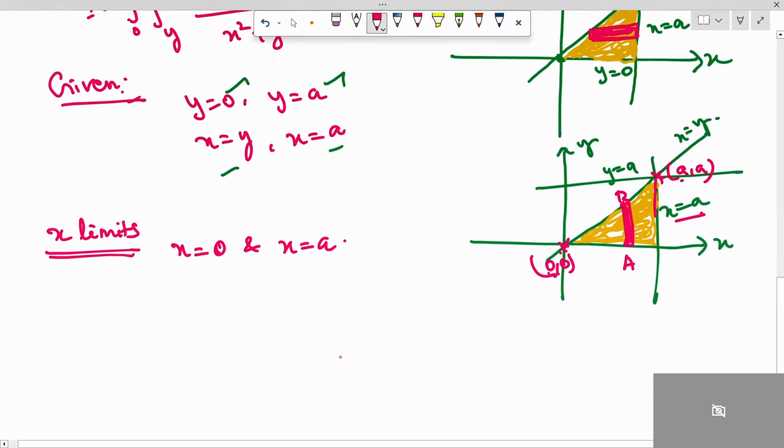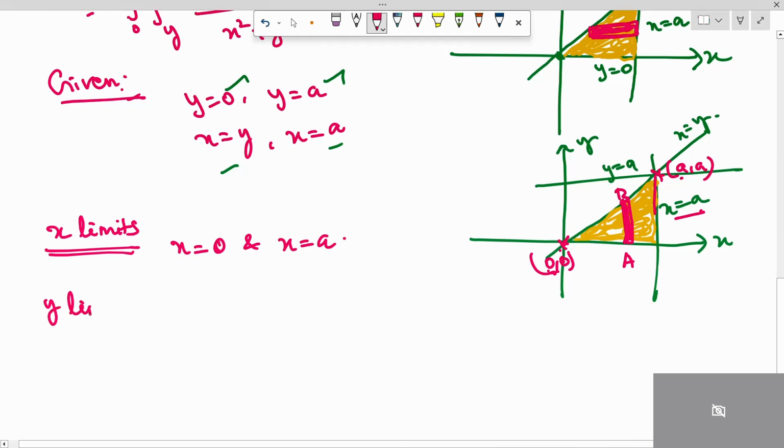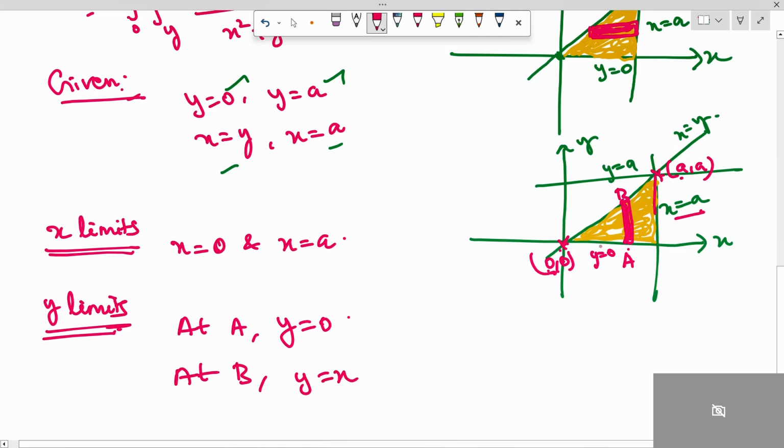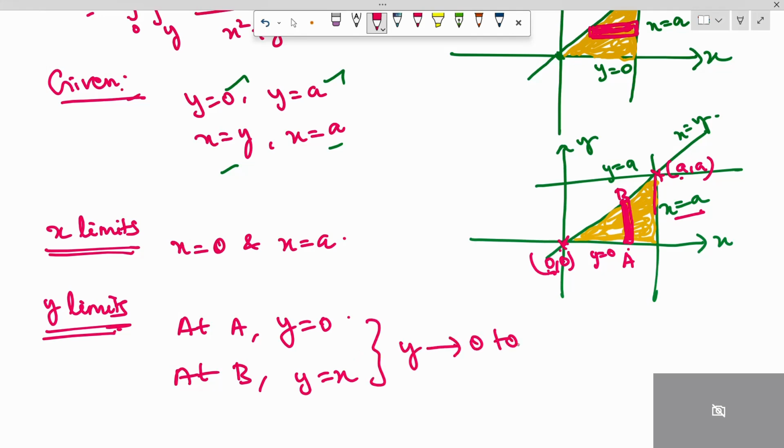In a similar way we can find the y limits also. The y limits are found by taking just both ends of the strip. At A, what is y? A lies on the x axis, here y is equal to 0. At B, B lies on the straight line, here y is equal to x. From this we can write y varies from 0 to x, and x varies from 0 to a.